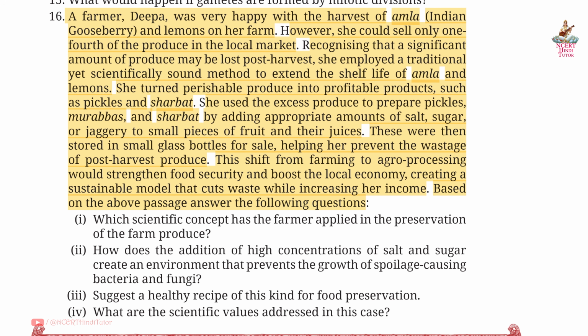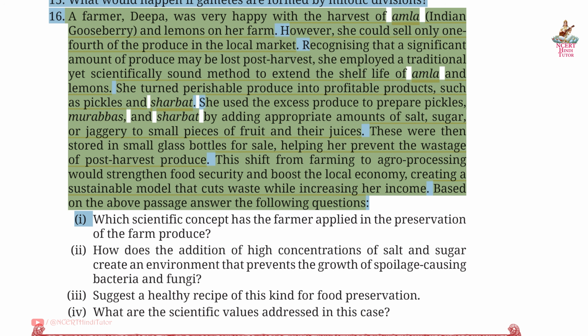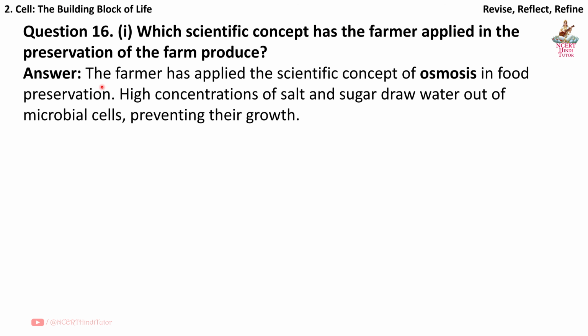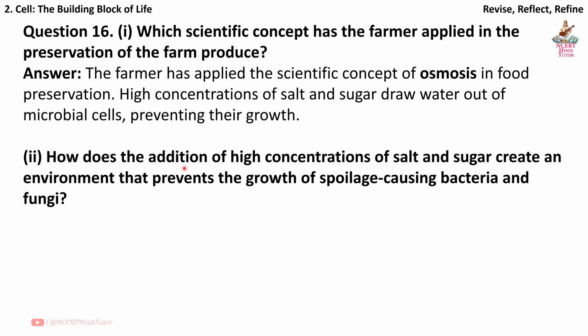Question 1. Which scientific concept has the farmer applied in the preservation of the farm produce? Answer. The farmer has applied the scientific concept of osmosis in food preservation. High concentrations of salt and sugar draw water out of microbial cells, preventing their growth. Second, how does the addition of high concentrations of salt and sugar create an environment that prevents the growth of spoilage causing bacteria and fungi?